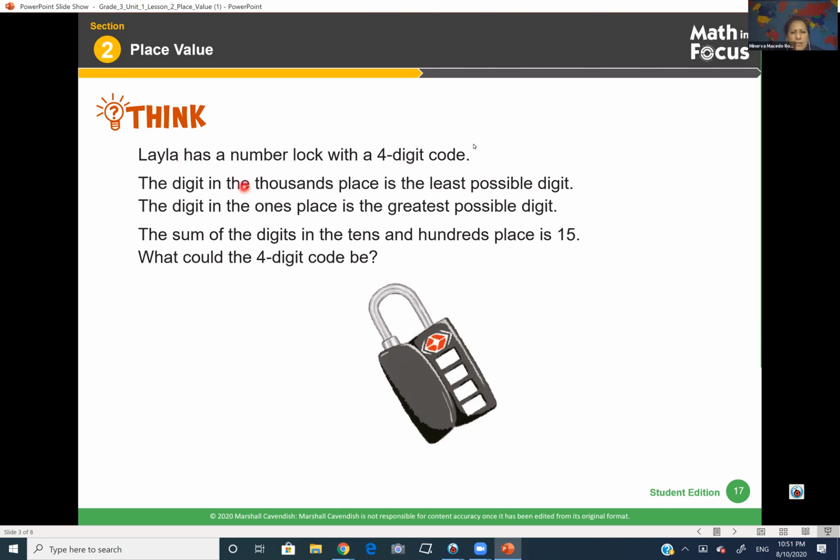Leila has a number lock with a 4-digit code. The digit in the thousands place is the least possible digit. The digit in the ones place is the greatest possible digit. And the sum of the digits in the tens and hundreds place is 15. So what could the 4-digit code be? I'm going to give you a little time to talk to your partners and try to figure out which number is the one we're talking about. Okay, so let's give you a little time.